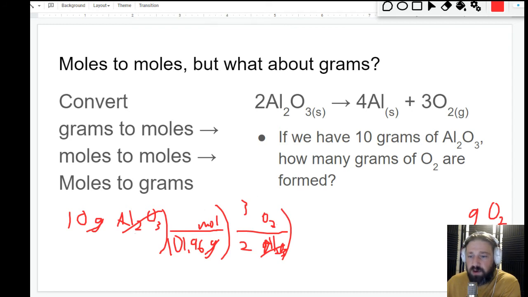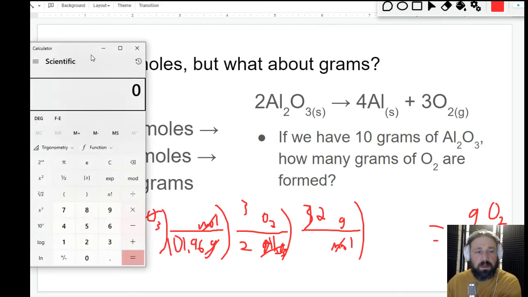We don't want moles of oxygen. We want grams of oxygen. So now we need to do one more thing. Moles to grams. Now we're going to have grams of oxygen. I know oxygen is 32. Each oxygen is 16, so O2 is around 32. Now on this side, we have grams of oxygen, and we're trying to get to grams of oxygen. So we set up our dimensional analysis correctly, and we can plug and chug this.